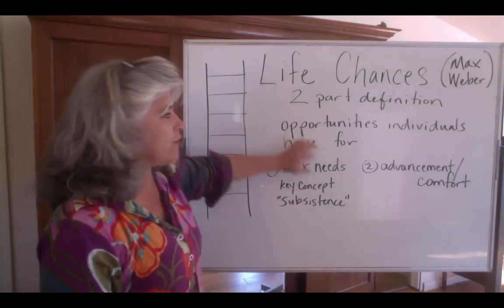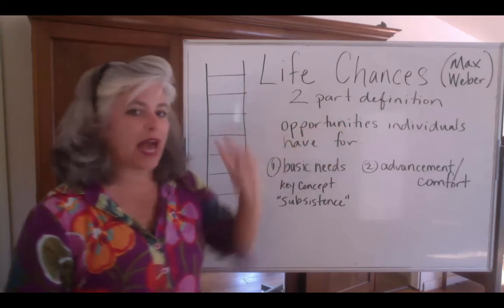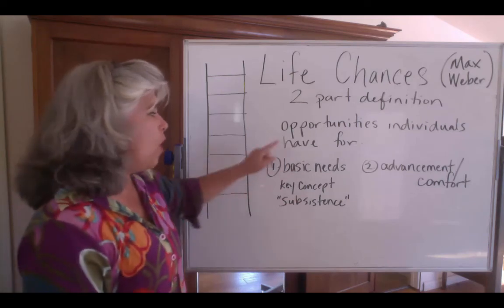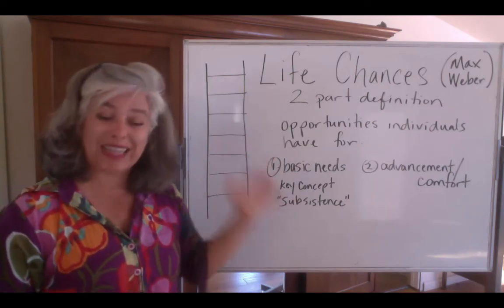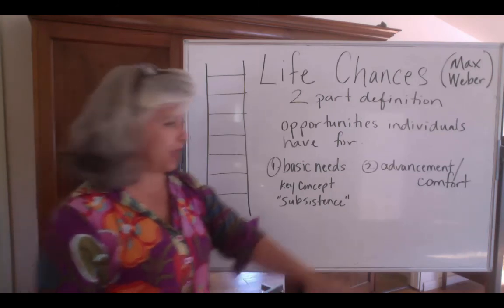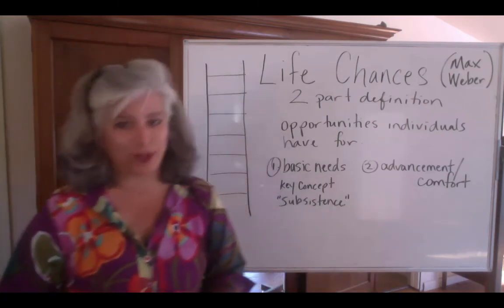So life chances refer to opportunities that individuals have for two different types of things. One type of thing is the basic needs that the human animal has. The second type of thing is advancement and comfort opportunities.